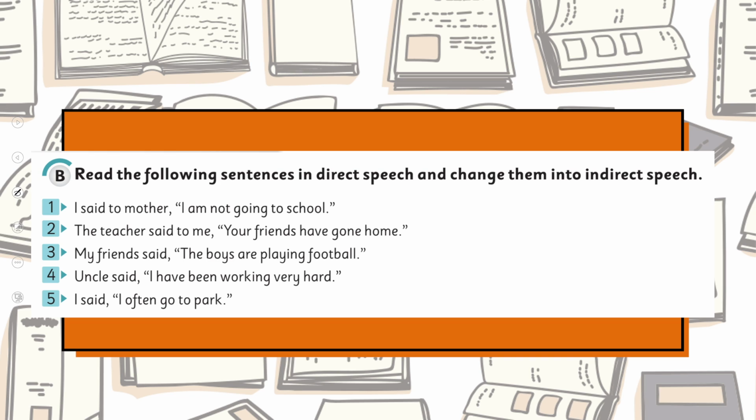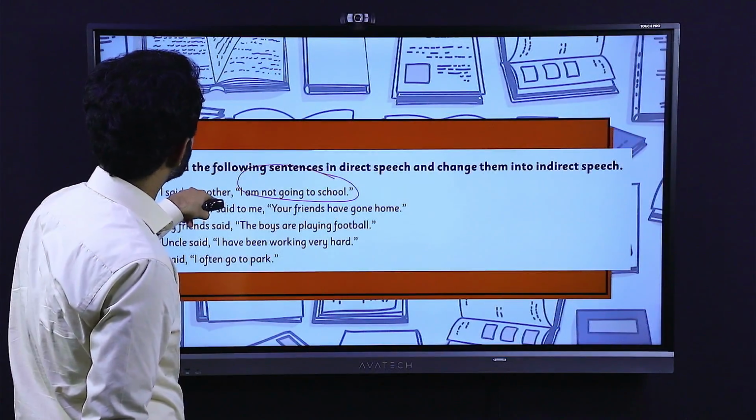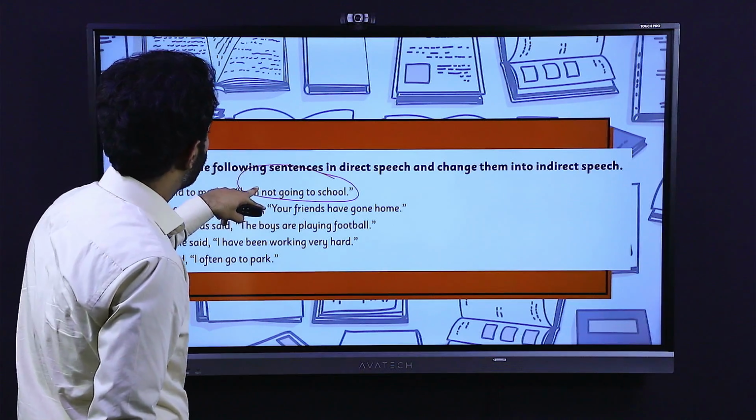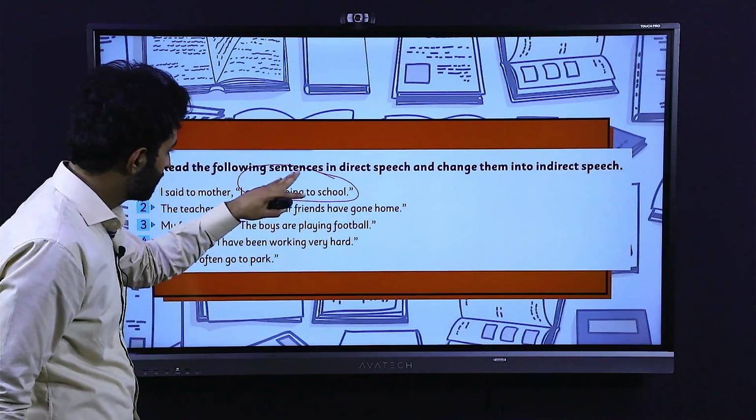We know that this is in the present continuous tense. And this is a negative sentence. You will just convert it and say, I said to mother, remove the quotation marks by adding that, and then change it into the past continuous. I was not going to school. So this is how it goes.